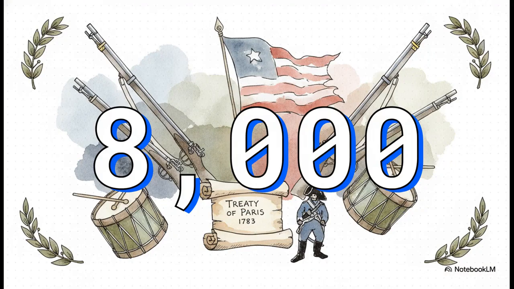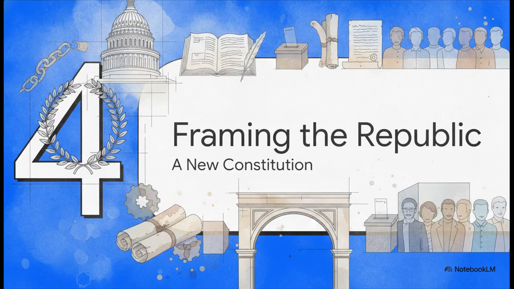Which brings us to the number 8,000. At Yorktown in 1781, roughly 8,000 British soldiers laid down their arms. That massive surrender effectively ended the fighting, paving the way for the Treaty of Paris in 1783, which finally, formally recognized American independence. Now for Part 4, Framing the New Republic.